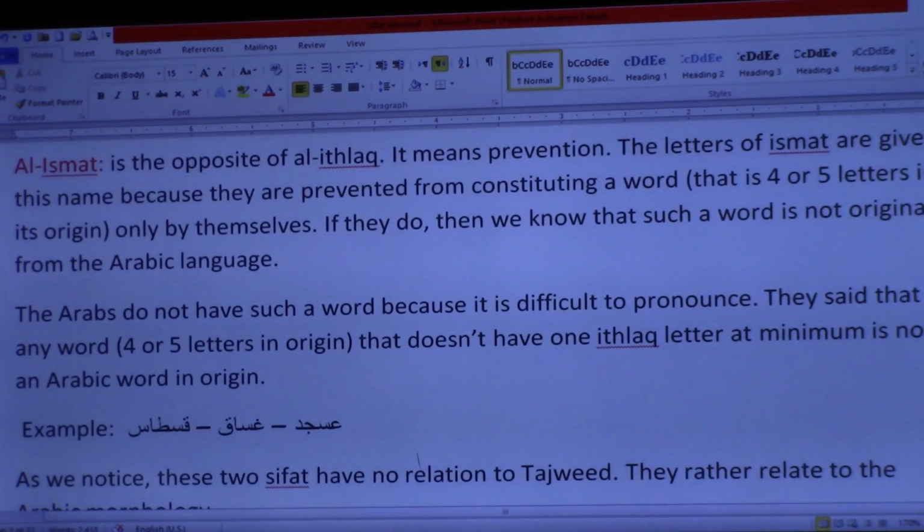So fa, ra, mim, noon, lam, ba, these 6 letters are idlaq letters. Every letter else is what? Ismat letters, right? Why are they called ismat letters? We said ismat means prevention. Why are they called this way? Because all the Arabic letters besides fa ra mim noon lam ba are prevented from constituting a word of 4 or 5 letters by themselves. One more time: they are called ismat letters because they are prevented, meaning they do not come together to form a word of 4 or 5 original letters by themselves.